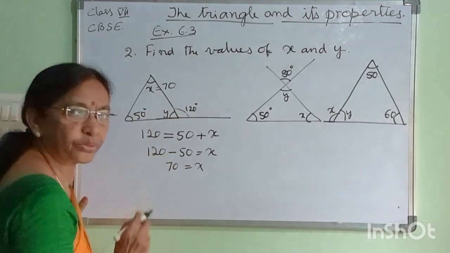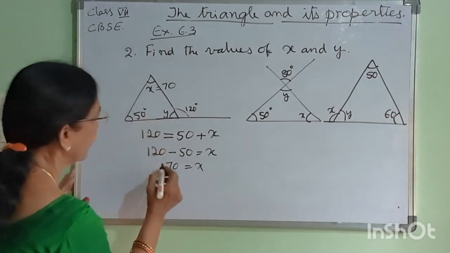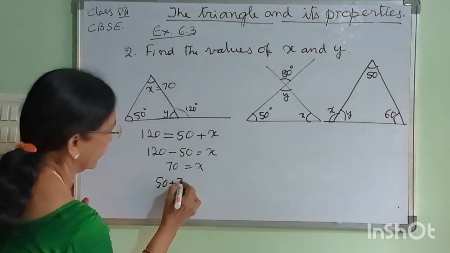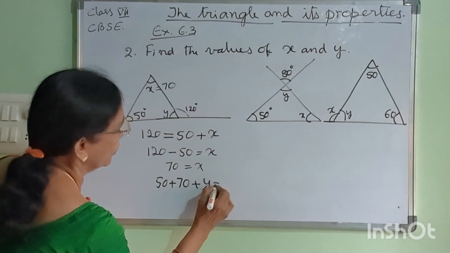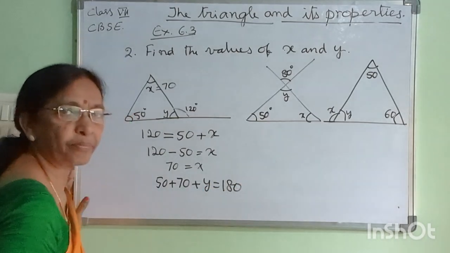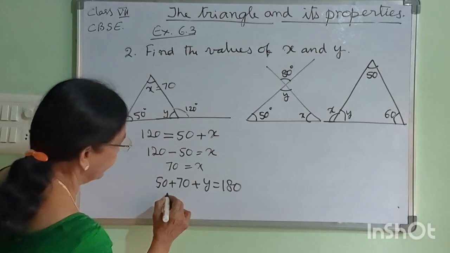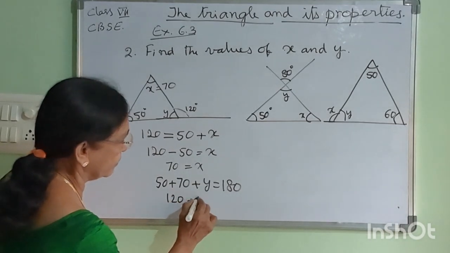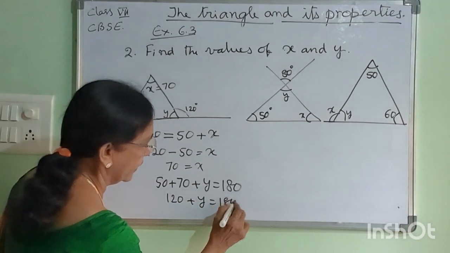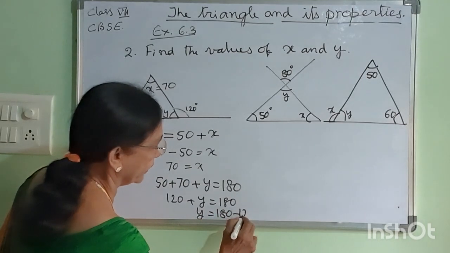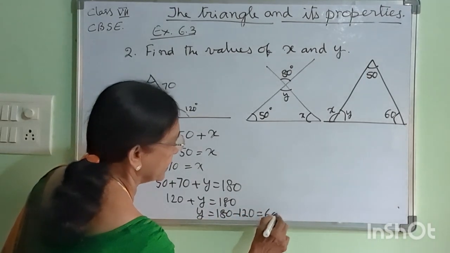Then, according to the angle sum property, 50 plus 70 plus y is equal to 180 degrees. The sum of the three angles of a triangle is 180 degrees. Therefore, 120 plus y is equal to 180, or y is equal to 180 minus 120, that is equal to 60 degrees.